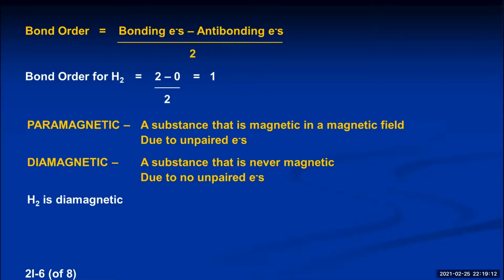Watch this question. If I asked you, for atoms of hydrogen, are hydrogen atoms paramagnetic or diamagnetic? What would the answer be? Do hydrogen atoms have all their electrons paired up, or do hydrogen atoms have an unpaired electron? Unpaired electron. So hydrogen atoms would be paramagnetic.